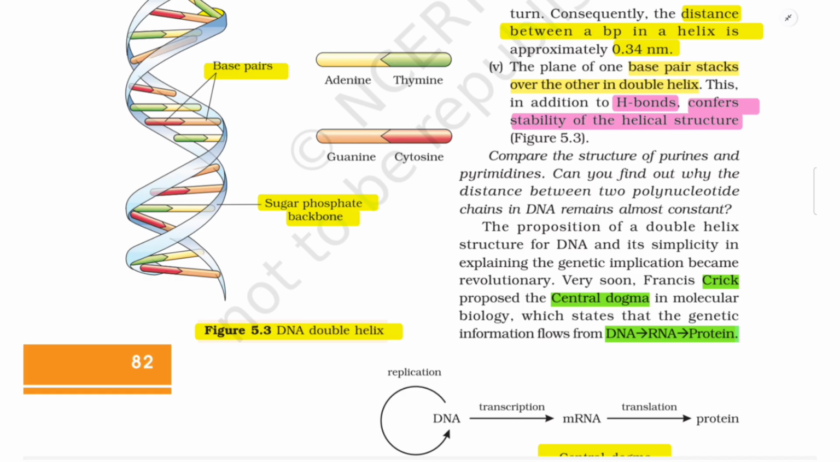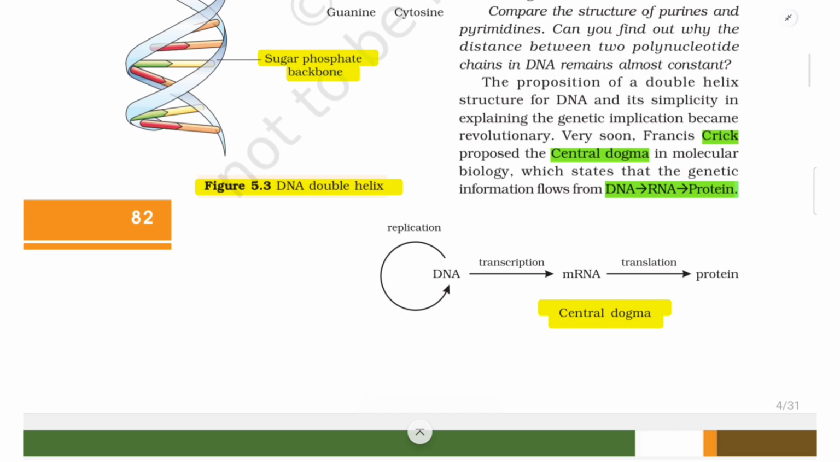Number 5, the plane of one base pair stacks over the other in the double helix. This, in addition to hydrogen bonds, confers stability to the helical structure, figure 5.3. Compare the structure of purine and pyrimidine. Can you find out why the distance between the two polynucleotide chains in DNA remains constant?